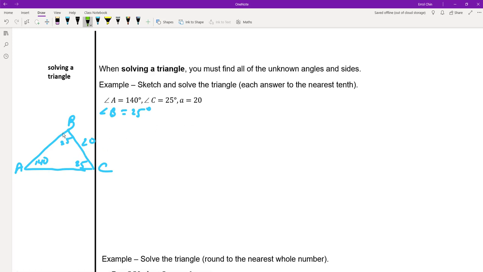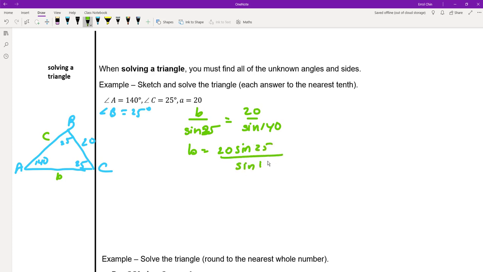So we're looking for sides, right? We're looking for little c and little b. So I'm going to set it up so that little b and little c are on the top. So b over sine 25 is equal to 20 over sine 140. And I just multiply these two. So b is equal to 20. Always put the coefficient in front, grade 11s. Always put the coefficient in front. Sine 25 over sine 140.